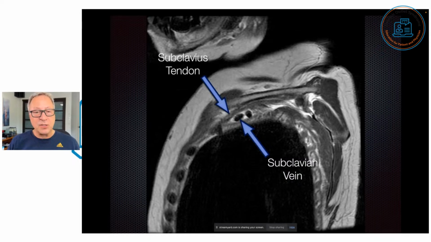Okay, so we've seen the costoclavicular ligament, and we've seen the subclavius tendon. And these are at the anterior or front part of the prescalene space. And they are variable in size, certainly different in different patients. They're also mobile. They move with movement of the collarbone.